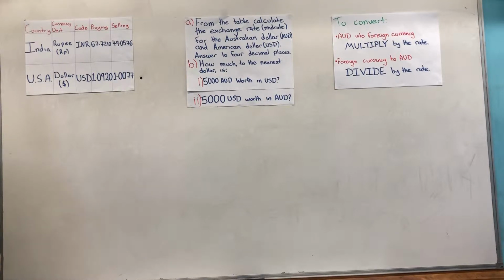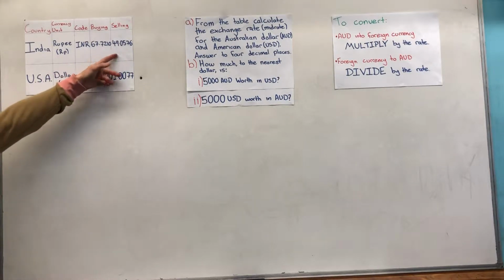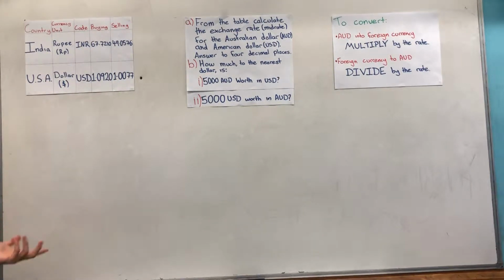Thanks, mate. This is important. When you go overseas, different countries have different currencies, and you swap your Australian dollars for the currency of the country you're going to. A lot of the time they use what they call a mid-rate for the exchange rate. So it's the average of the buying price and the selling price of the currency that you're exchanging.